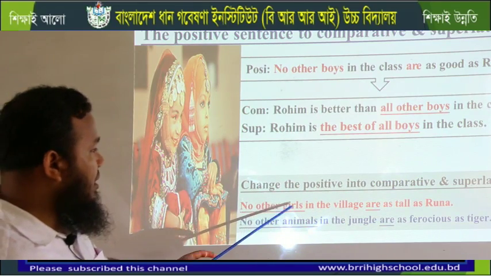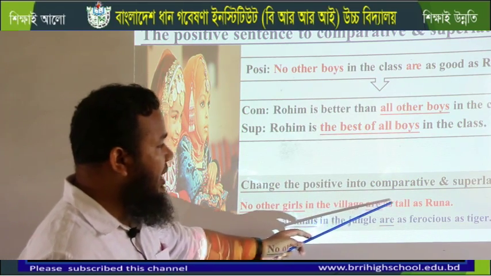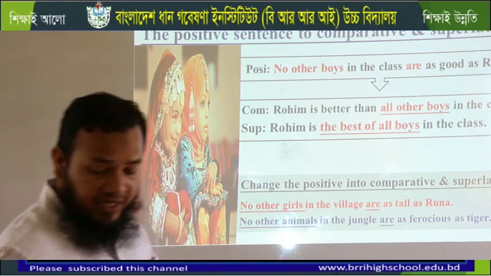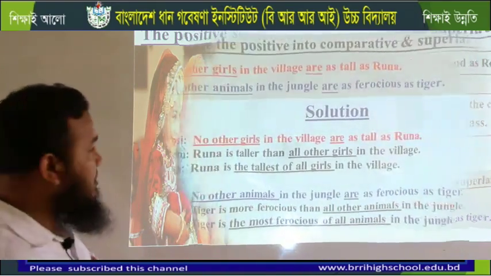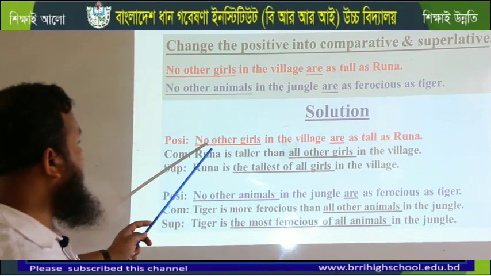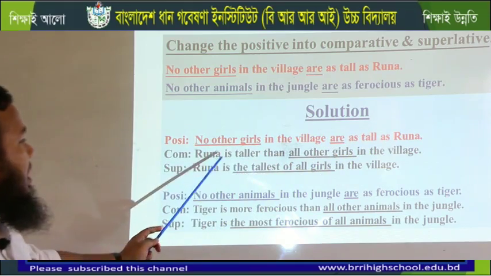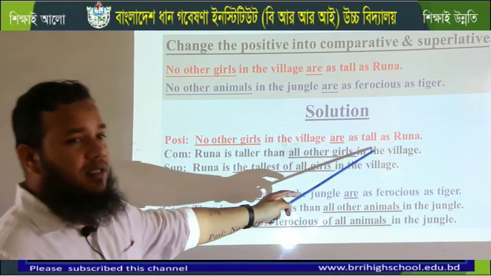Then no other girls in the village are as tall as Runa. No other animals in the jungle are as ferocious as tiger. Now look at the solution of those words, that is no other girls in the village are as tall as Runa. Runa is taller than all other girls in the world.